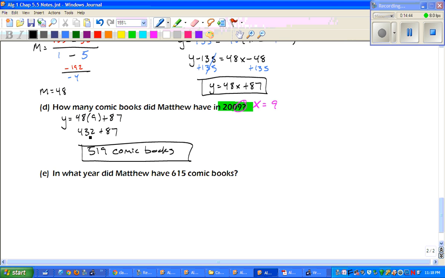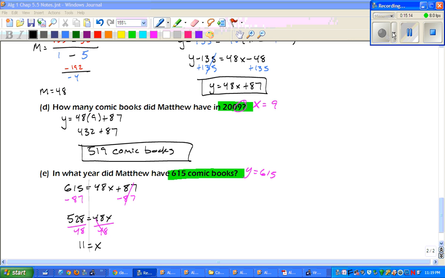All right. Now the next one is saying, in what year did Matthew have 615 comic books? Well, the comic books, now that's saying that's what y was, so y equals 615. So for this one, 615 equals 48x plus 87. Now we have to solve for x. Let's pause the video and see if you guys can figure it out.